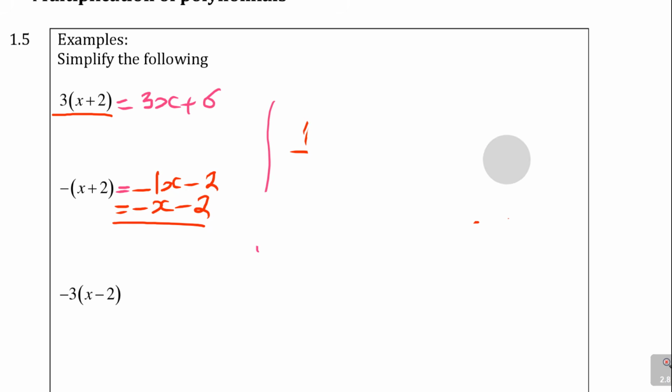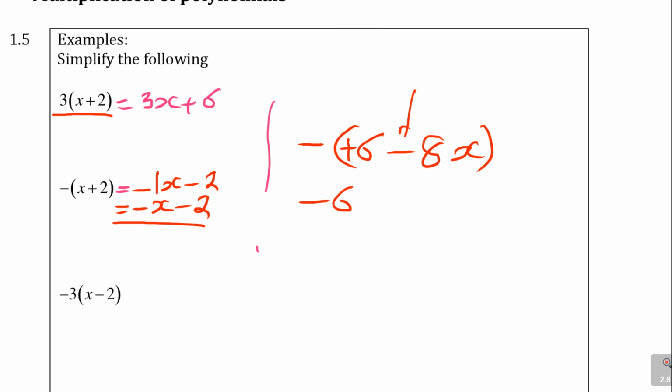So if I give you a last one, if I say minus, and then I say 6 minus 8x, and then I say open up that bracket. What was the sign for 6? Don't forget, 6 was positive, so it will become negative 6. What was the sign for 8? 8 is negative, it becomes positive 8x. That's what that negative does. Alright, so always remember that.